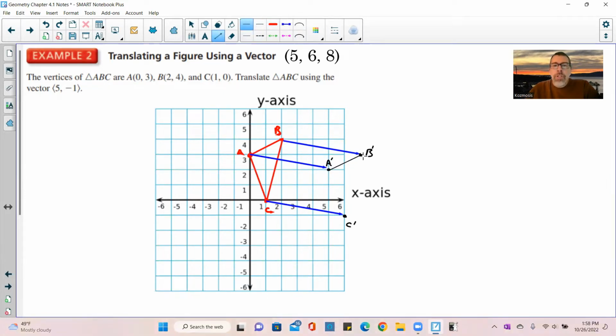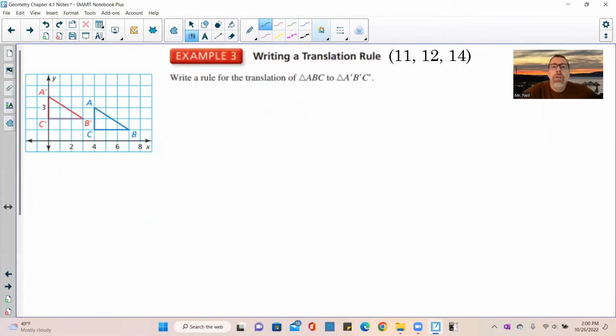like so. So here's segment A prime, B prime, B prime, C prime, A prime, C prime. Okay, so this triangle moved to here. They are duplicates. They are congruent triangles, and they're just in a different location. Shifted right five, down one. Okay, so that figure has been translated to the red one is called the pre-image. The black one would be the image. So now you should be able to do problems five, six, and eight on your exercises.